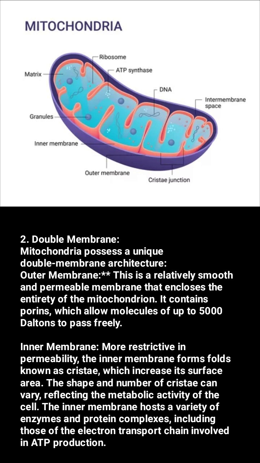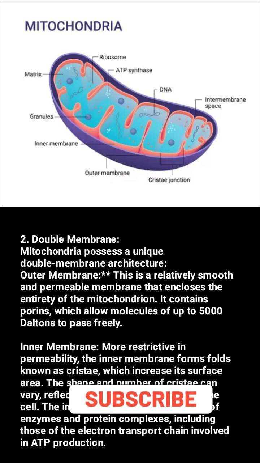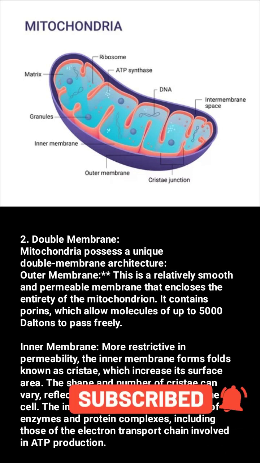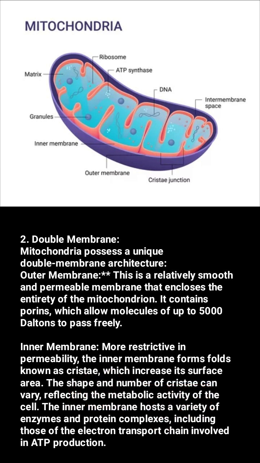2. Double membrane. Mitochondria possess a unique double membrane architecture. Outer membrane: this is a relatively smooth and permeable membrane that encloses the entirety of the mitochondrion. It contains porins, which allow molecules of up to 5,000 Daltons to pass freely.